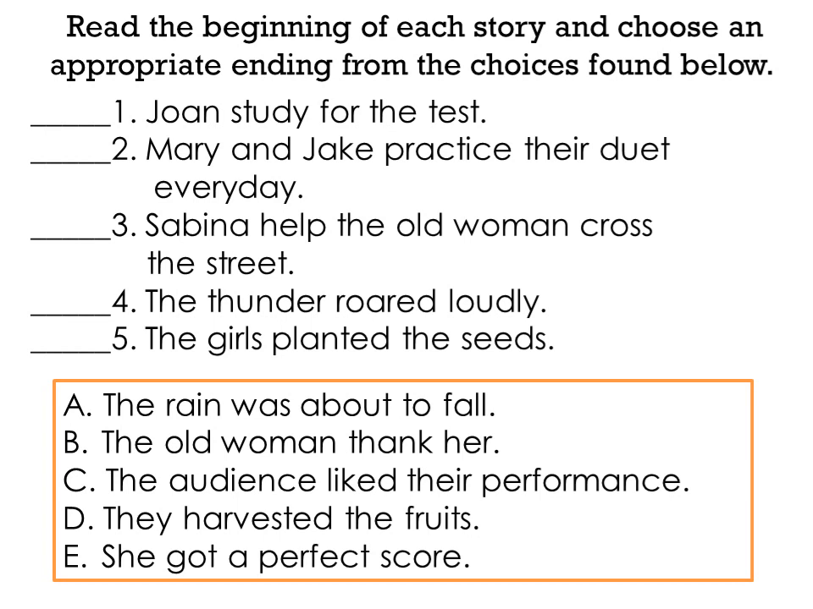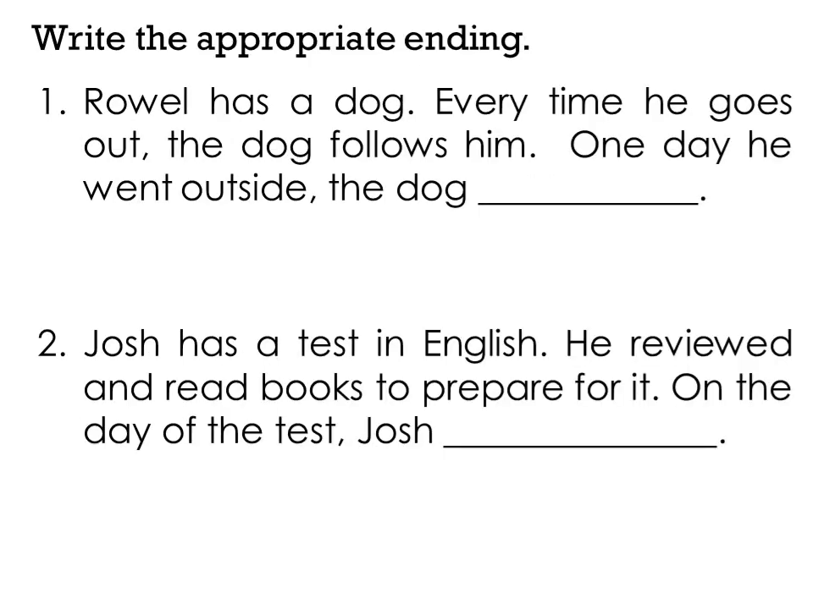Thunder and lightning is a sign that there will be rains. Okay? Number 5, the girls planted the seeds. And the correct answer is letter D, they harvested the fruits.